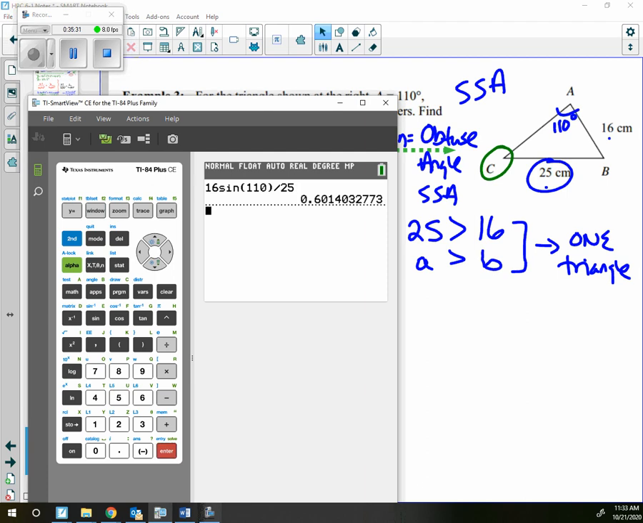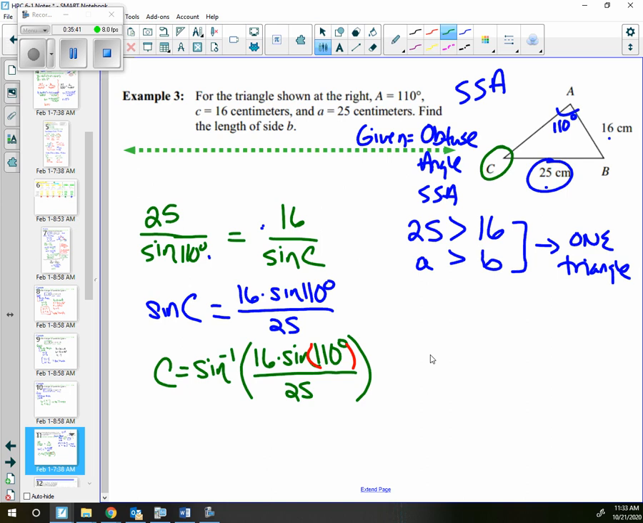And then now we're going to do inverse sine of our answer. Make sure you're in degree mode, of course. And we end up with 36.9. So angle C is about 36.9 degrees. So we have that second angle. Now remember, again, if you know two angles in a triangle, we can find the third angle pretty easily. We just need to subtract from 180.